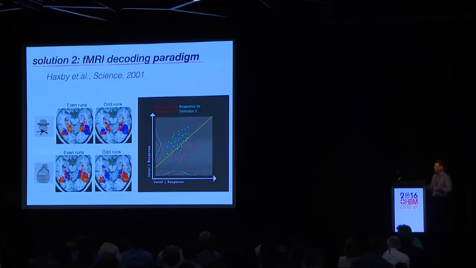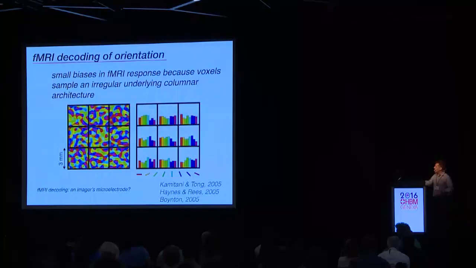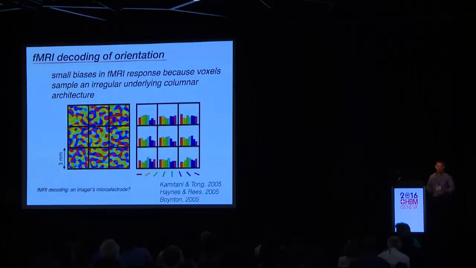So the basic idea of this paradigm is you show the subject a bunch of stimuli, you divide the data into two halves, you train a classifier on one half, and then you test the classifier that you've trained on the other half of the data. And this has proven to be an incredibly sensitive method. This works in the case of Haxby's study to decode or classify objects, but it also works to classify orientation.